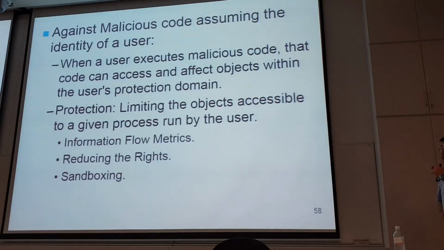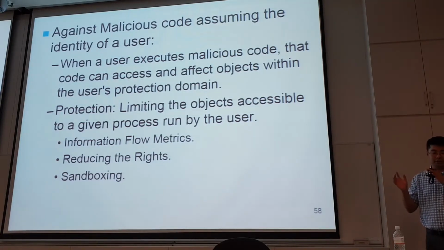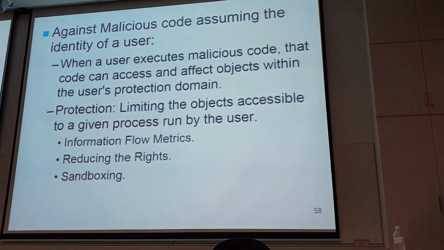Right. So the second approach is to restrict the domain the virus can spread. In this case, we can make sure that although the virus may still infect some objects, the domain will be restricted, right? So we can use some mechanism to limit the domain the virus can infect, right? So there are some mechanisms.